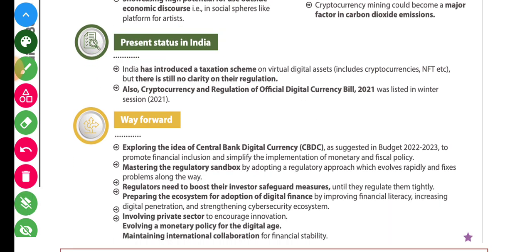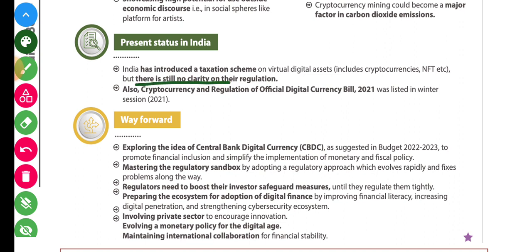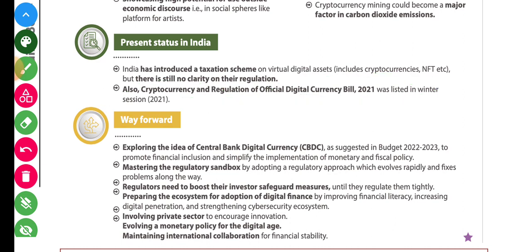Present status in India. RBI launched its own cryptocurrency known as the central bank digital currency. India has introduced a taxation scheme on virtual digital assets, which includes cryptocurrencies and non-fungible tokens, etc. But there is still no clarity on their regulation. Also, the Cryptocurrency and Regulation of Official Digital Currency Bill 2021 was listed in the winter session. So you can remember.